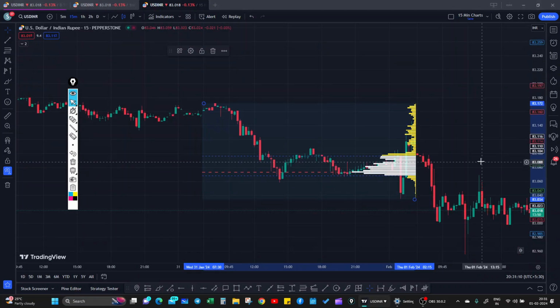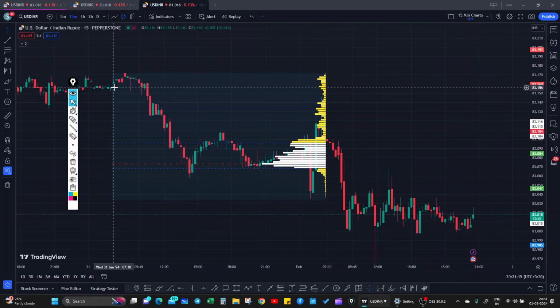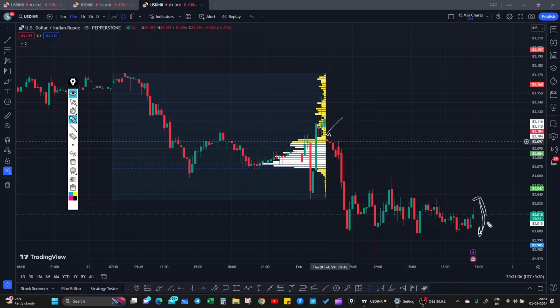This is USD INR. From the previous day, this is the data which we got from the volume profile. So what has been done in today's session is, this is the previous session. From here it is today's session, from here to here is still running. So I'm not just picking some data and telling you. This is comparing yesterday's and today's.